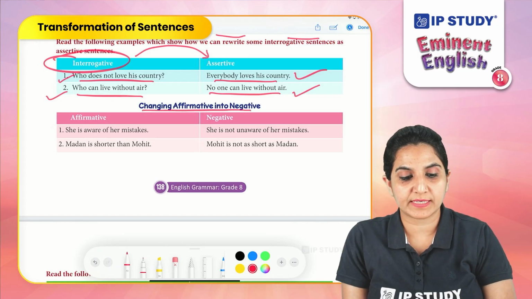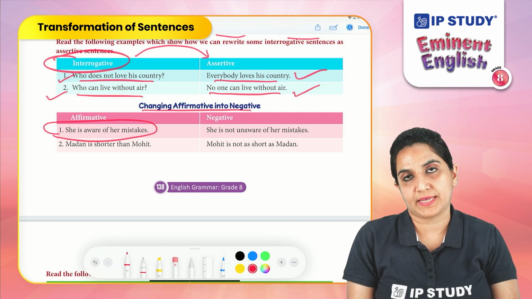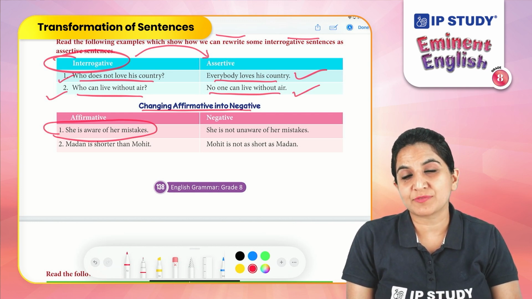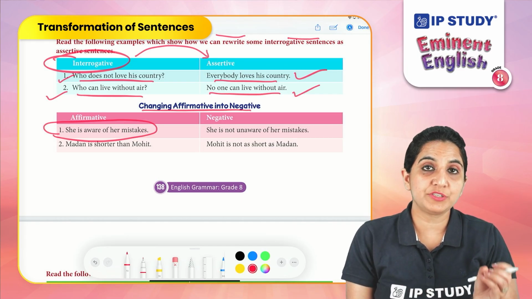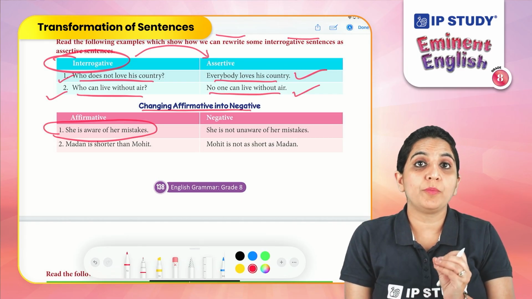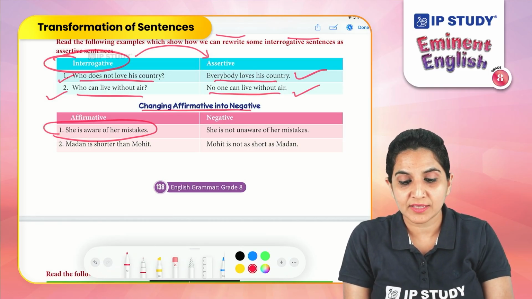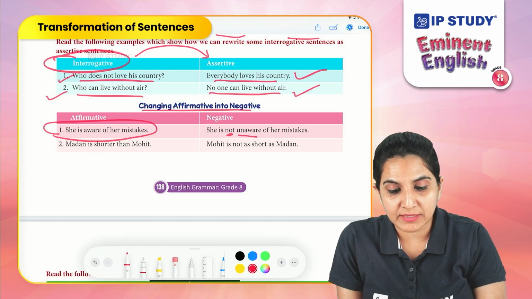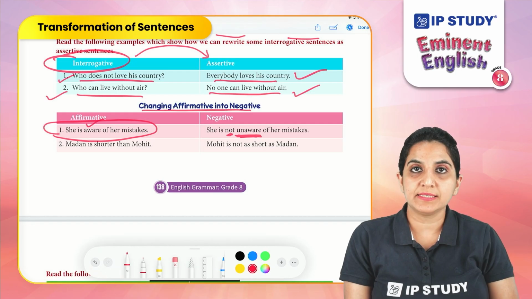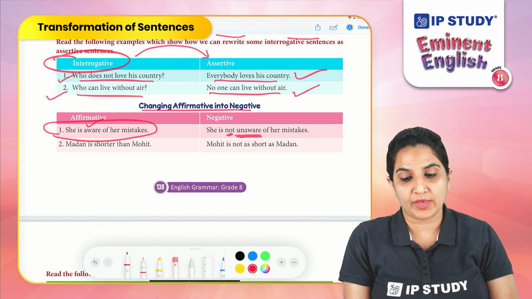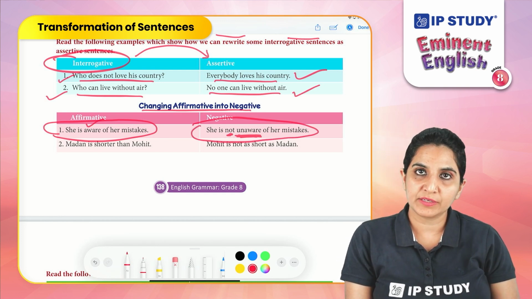Changing affirmative sentences into negative. "She is aware of her mistakes." Be very careful while transforming such sentences, because if you simply use "not aware," that will change the meaning of the sentence. So, be cautious while transforming the affirmative sentence into a negative sentence. Always use "not" and the negative form of the verb used in the sentence. "She is not unaware of her mistakes." Like this, the idea or the meaning of the sentence will not be changed.